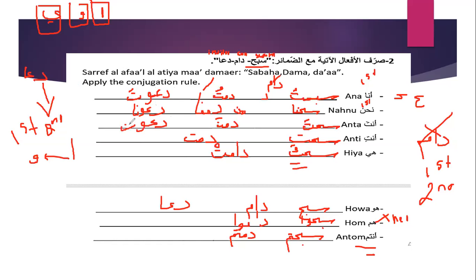Also here it's second person. Now we start with the second person. Anti da'awti, because it's anti, okay? What about here? Or antum here.